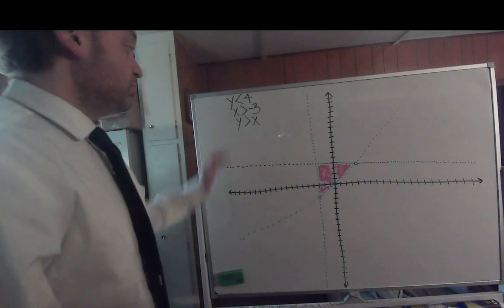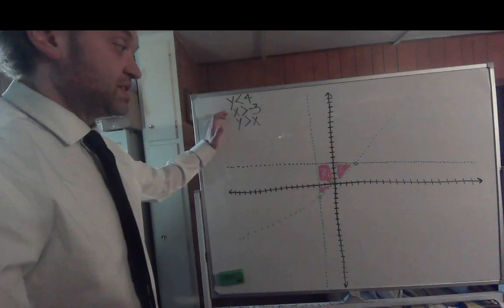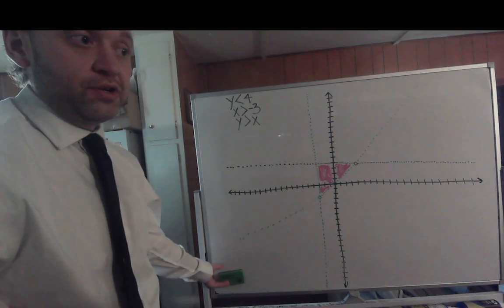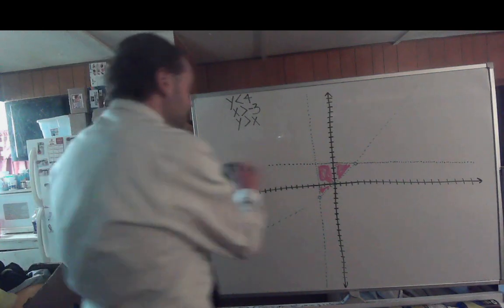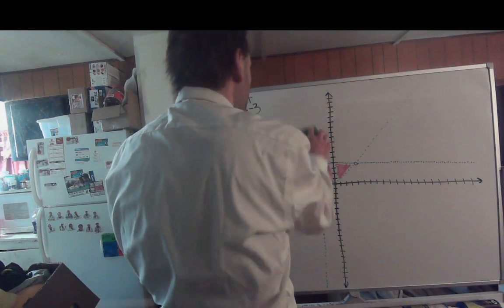And notice, the more constraints you have in the system, the less shading you have to do, which actually kind of makes it nicer. You don't have as much shading to do.